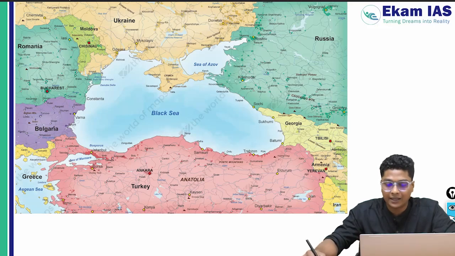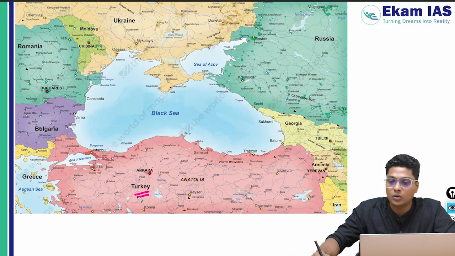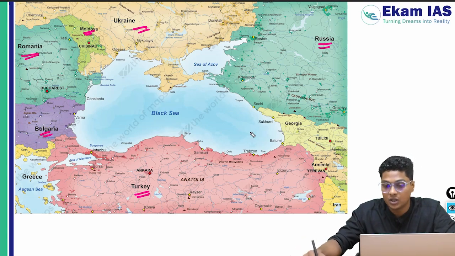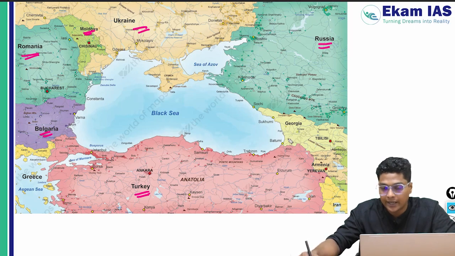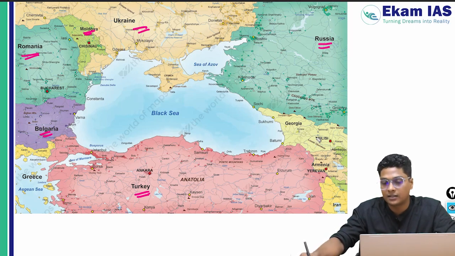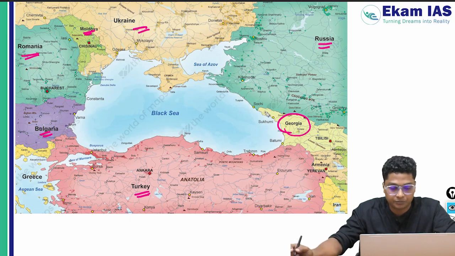The next one, Black Sea. Okay, in the Black Sea, here we have Turkey. Also, here we have Russia located. Then Ukraine. Moldova is not sharing border with Black Sea. Rather, two nations, Romania and Bulgaria. Remember this. Also, when we look at this Asian region, the Central Asian region, Georgia is also sharing border with the Black Sea.